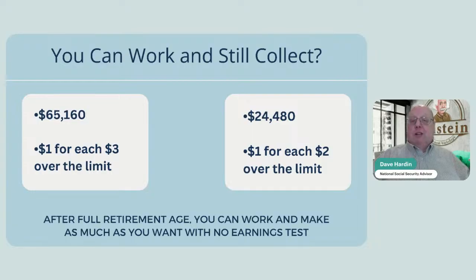But if you earn more than that 65,160, for every $3 over that, they're going to take $1 of your Social Security back. This is one of those mistakes you don't want to make. By the way, Social Security does not know when you made the money. So if you earned $100,000 last year, but most of it was before you took your Social Security, fine, but save your pay stubs so you can prove when you got it.